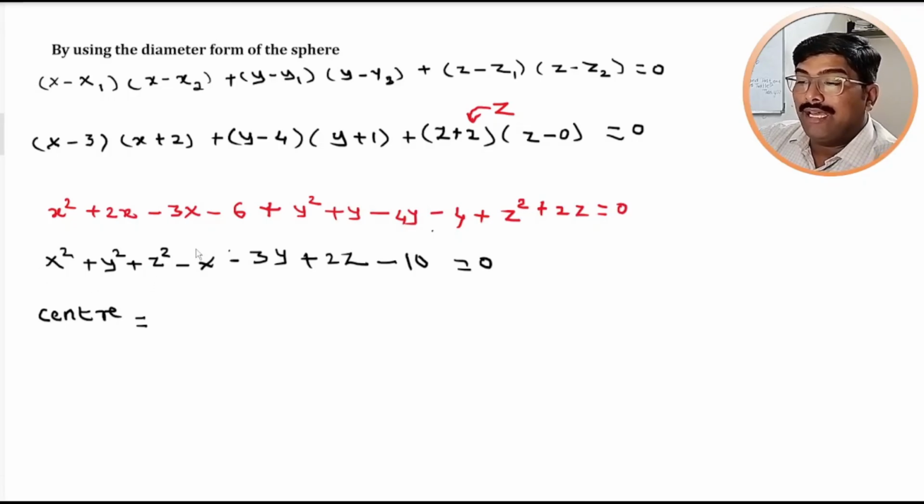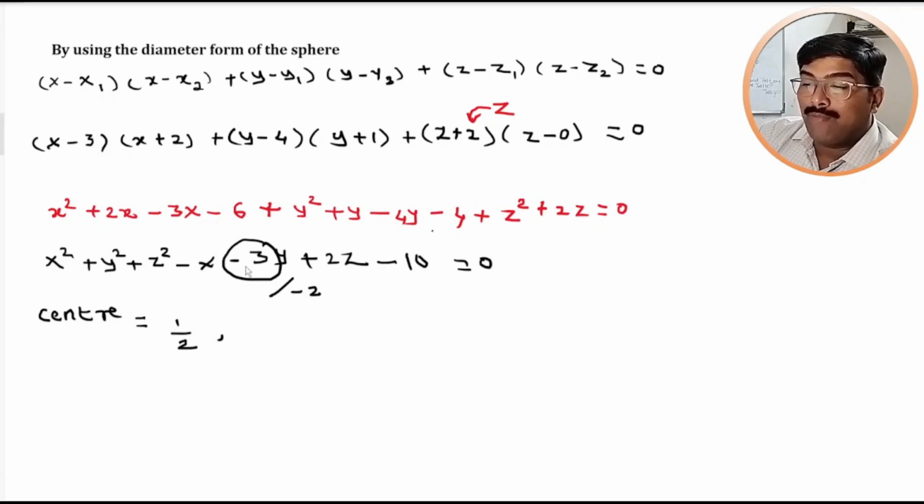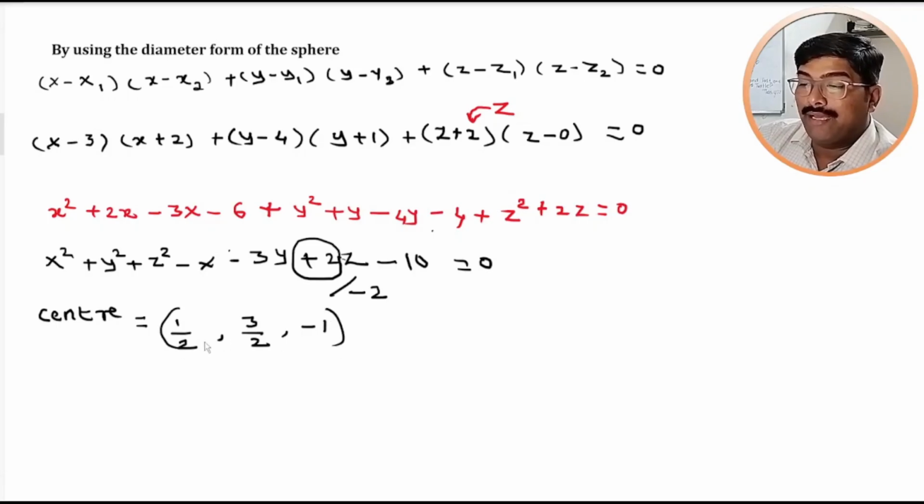So that is, here the coefficient of x is minus 1, and if you divide it by minus 2, you will get 1 divided by 2. Next, the coefficient of y is minus 3 and divide it by minus 2. So minus 3 by minus 2 is equal to plus 3 by 2. And the coefficient of z is plus 2, divide it by minus 2, you will get minus 1. So this is the center of the sphere.